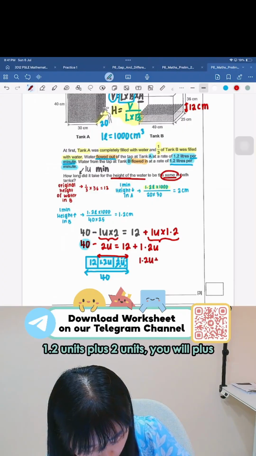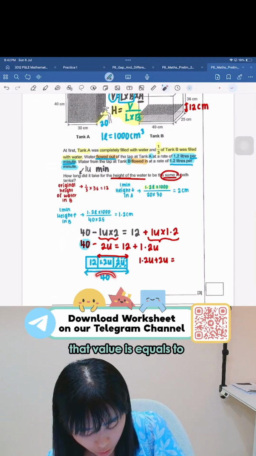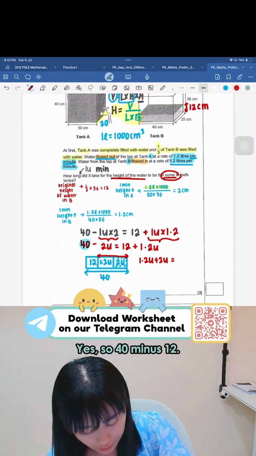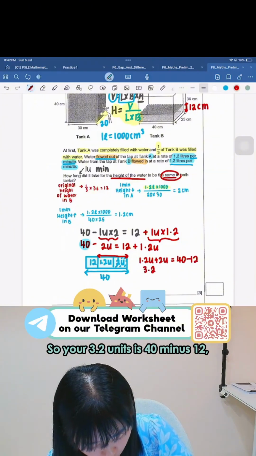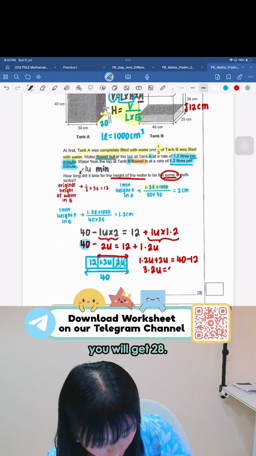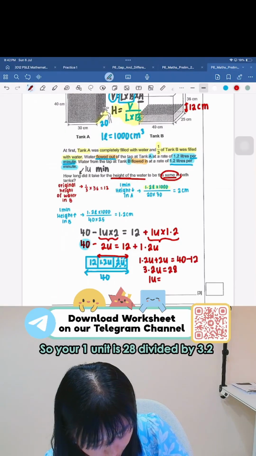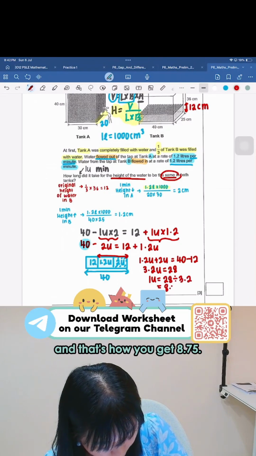1.2 unit plus 2 unit, you will plus. And once you plus already, that value equals 40, so do what with the 12? Yes, 40 minus 12. So your 3.2 unit is 40 minus 12, you'll get 28. So your 1 unit is 28 divided by 3.2, and that's how you'll get 8.75.